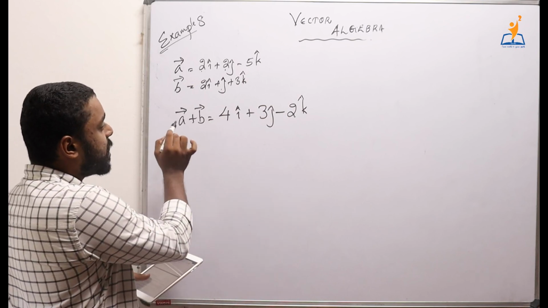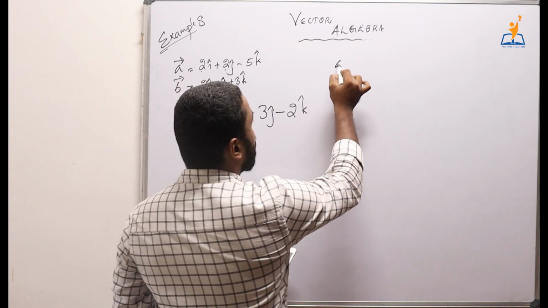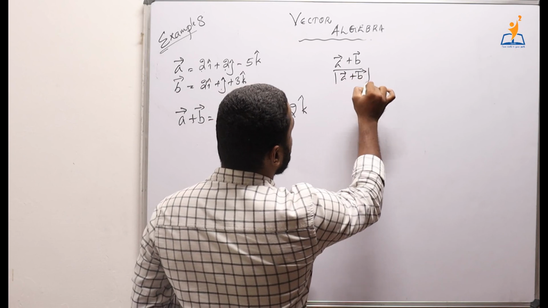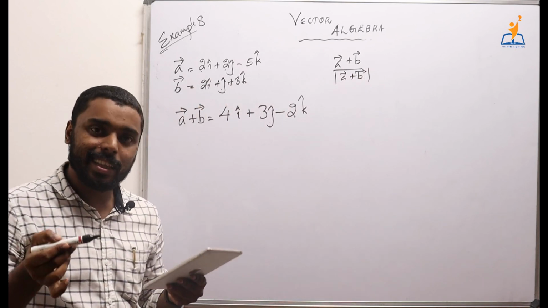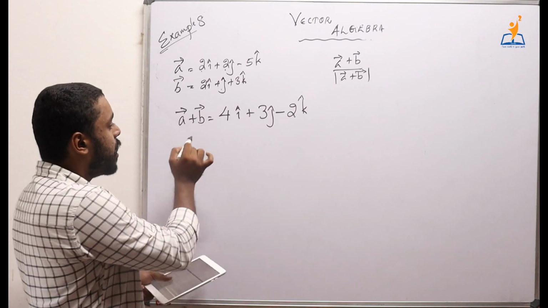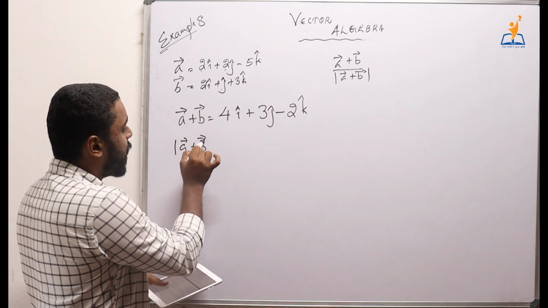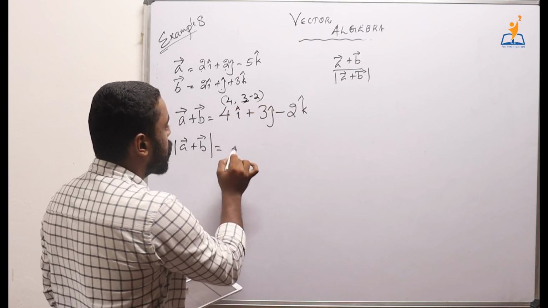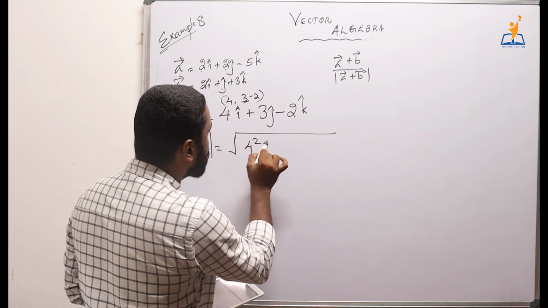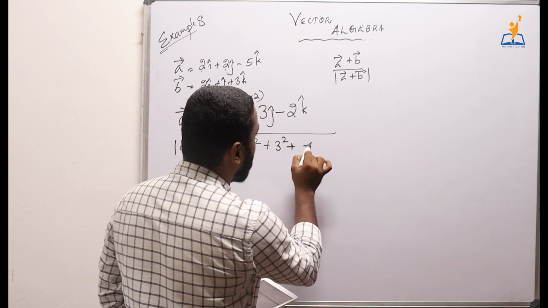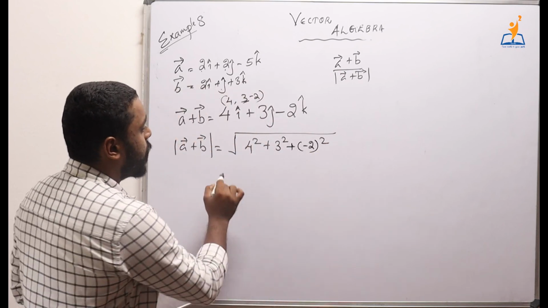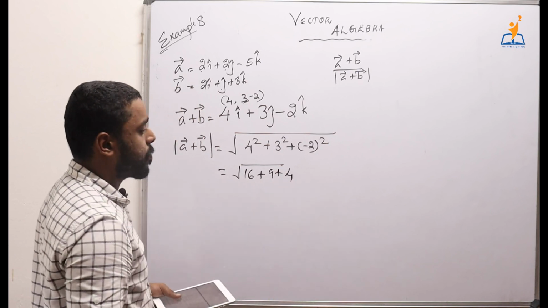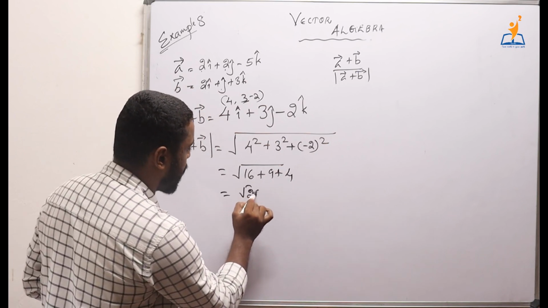So the unit vector in the direction of A plus B is nothing but A plus B divided by the magnitude of A plus B, right? The unit vector in the direction of any vector is nothing but the vector divided by its magnitude. Now the modulus of A plus B can be evaluated. Now the point is 4, 3, minus 2, right? So the magnitude is nothing but 4 square plus 3 square plus minus 2 the whole square, which is equal to root of 16 plus 9 plus 4, which is equal to root 29.